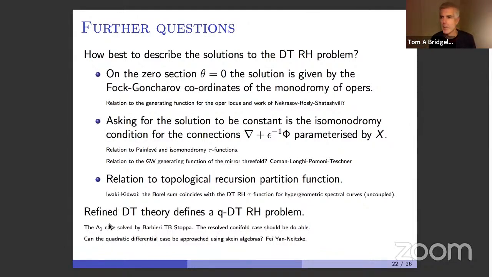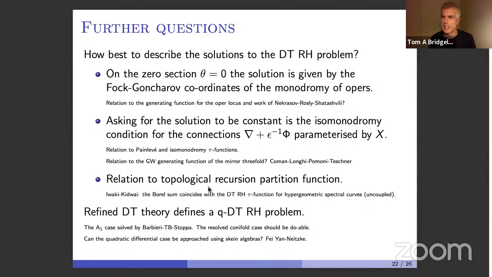We thought about the A1 case with Anna Barbieri and Jacopo Stoppa. There, instead of the ordinary gamma function, you get the double gamma function. We did some work on this, but it's a very simple case, and it already was quite a headache. I suspect that if you were good enough with special functions and patient enough, you could do the resolved conifold case in this setting as well, and presumably get the fully refined topological partition function for the resolved conifold.